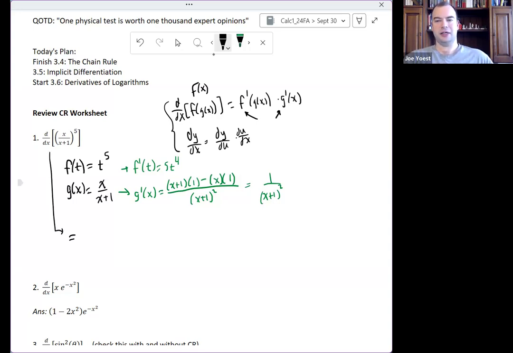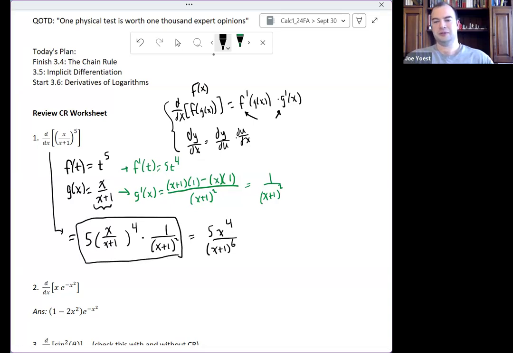And then my whole derivative is what? F prime of g. So 5t to the fourth, but plug in g, times g prime of x, times 1 over x plus 1 squared. And that's my answer. I might be able to do something like 5x to the fourth over x plus 1 to the sixth. Maybe that's a little bit simpler, but I think it will be perfectly fine to leave it this way.